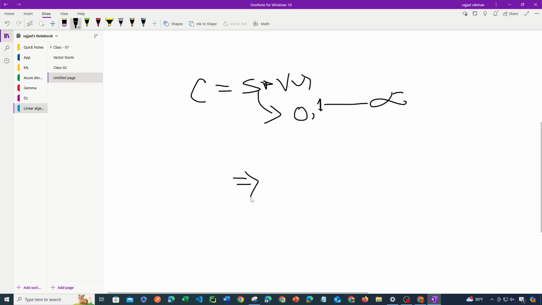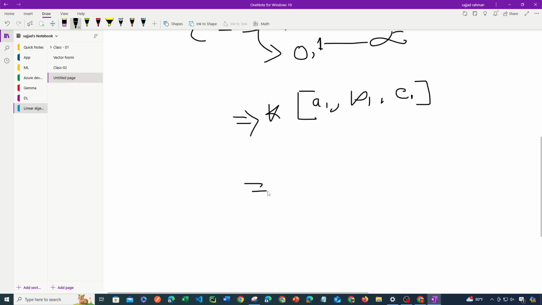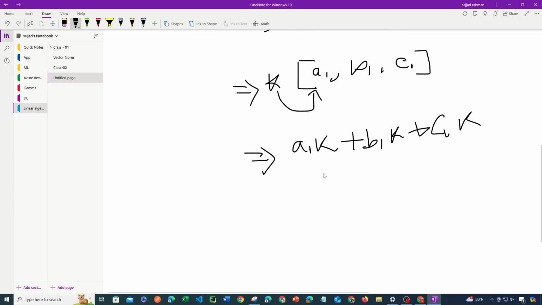So for example, we assume that the scalar value is k and the vector is a1, b1 and c1. The same scalar multiplies with each element of the vector, like a1k, b1k, c1k. Okay, hope that makes sense.